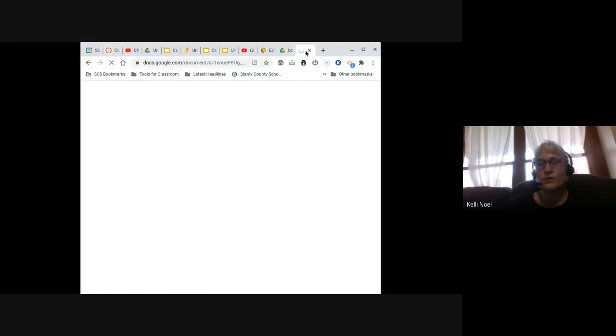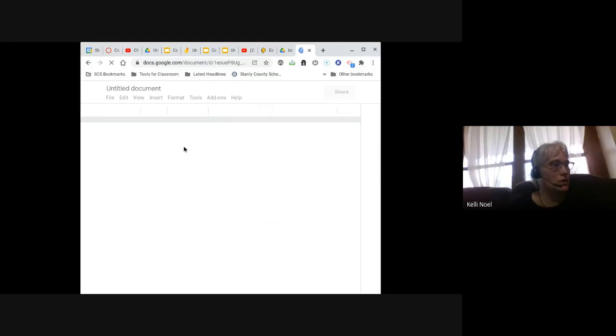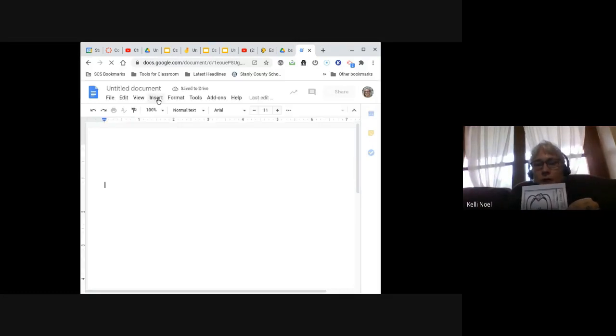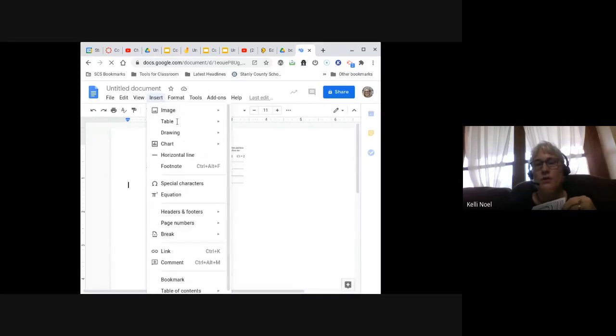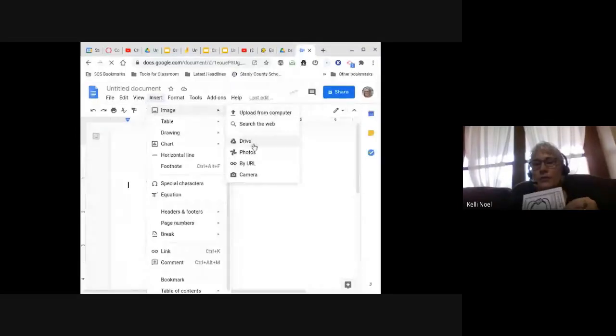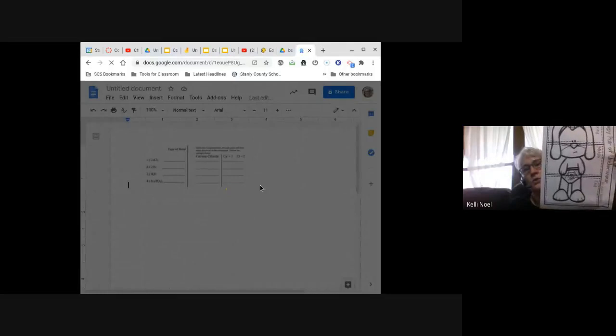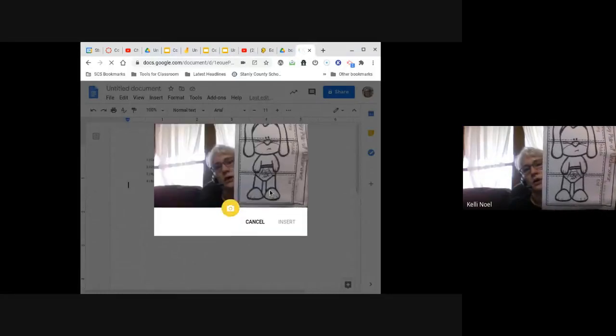So if I go to this Word document here, and I'm going to use my daughter's paper, so it's not going to make any sense. And you go to Insert, well, let it load, Image, and go to Camera. And then you hold it in front of the camera.